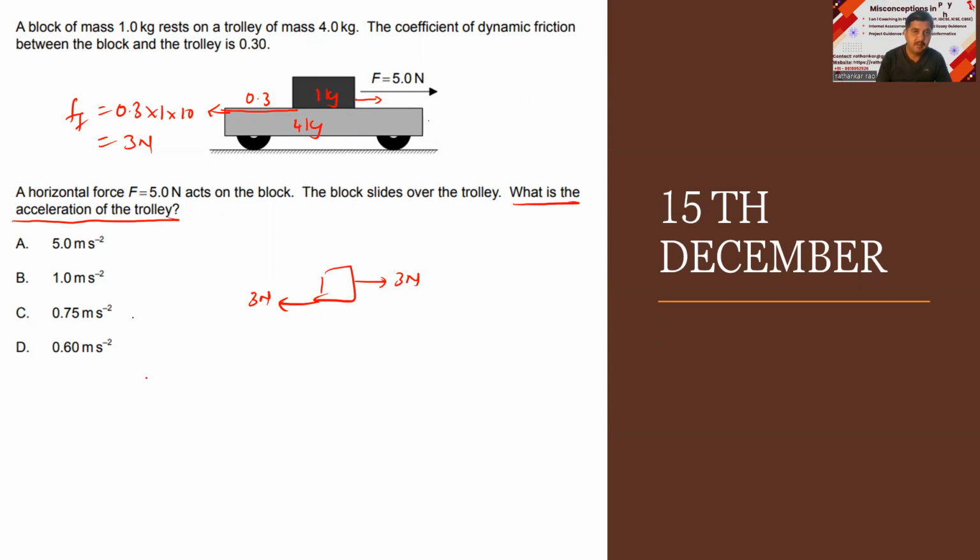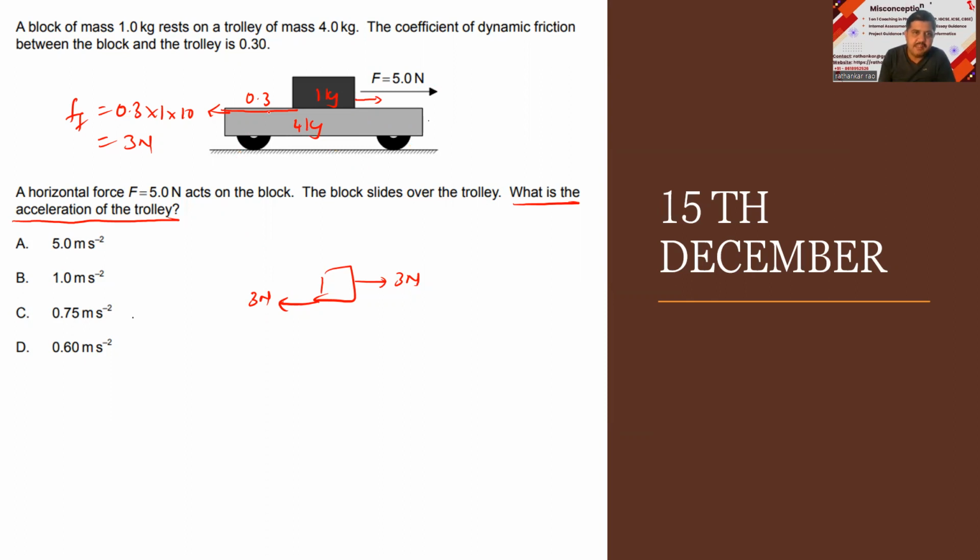Acceleration of trolley. Now, why should the trolley get accelerated? The reason I am asking is that the force is acting on this object, not on this object. Since this force is much larger, the upper object will automatically go away. But why should this one get accelerated? Towards it, you have to apply Newton's third law. What is Newton's third law of motion? Action and reaction are equal and opposite.